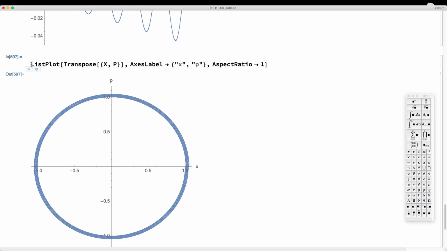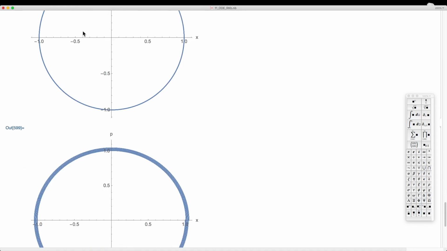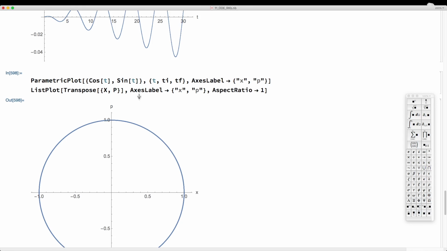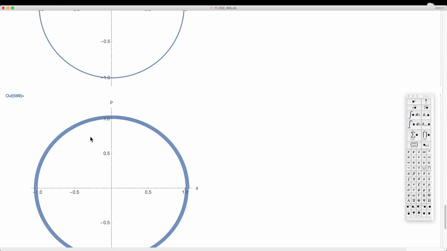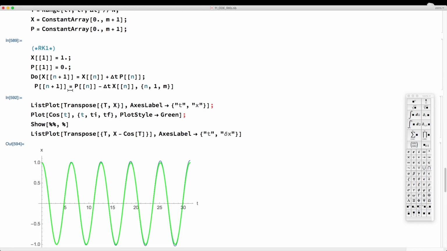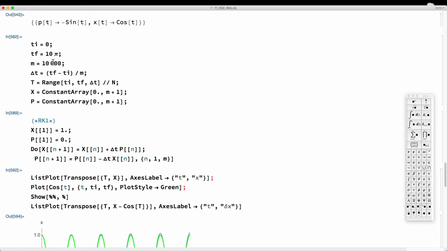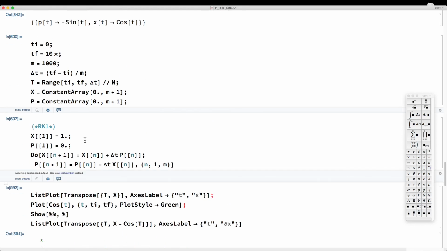And we can combine this with the parametric plot that we showed in the previous video. So let's do ParametricPlot. So this is the exact result, and it's a perfect circle, a unit circle in phase space, but this is basically a spiral instead of a circle. So to see that more clearly, let's go back and reduce the number of time steps and execute again.